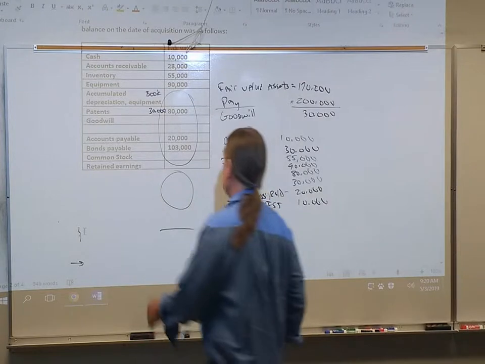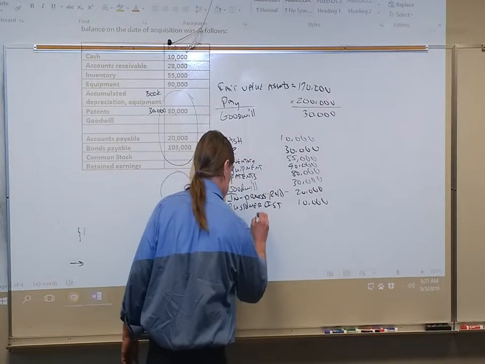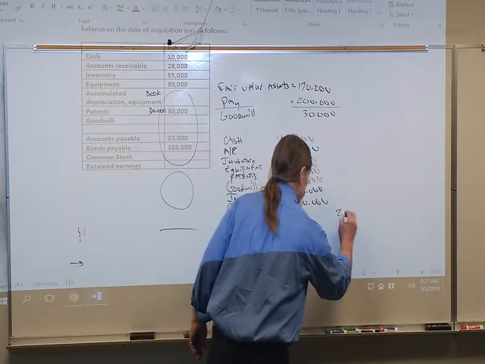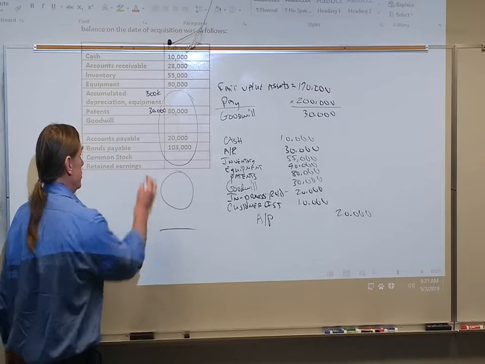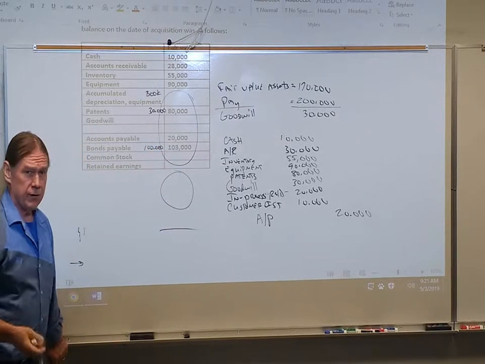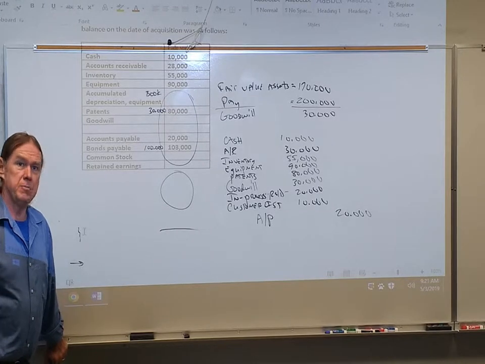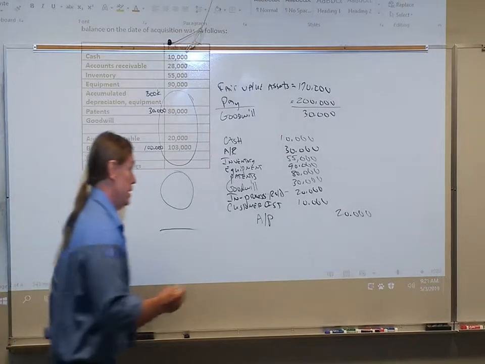In terms of the liabilities that we're assuming, a $20,000 accounts payable. And another thing, for old time's sake, recall that those bonds payable had a book value of $100,000. They had a fair value of $103,000, so of course we're going to put the bonds payable in at face value, and we're going to have a $3,000 premium on bonds.